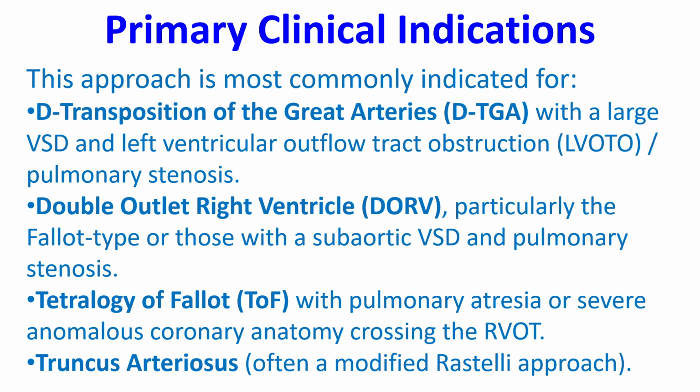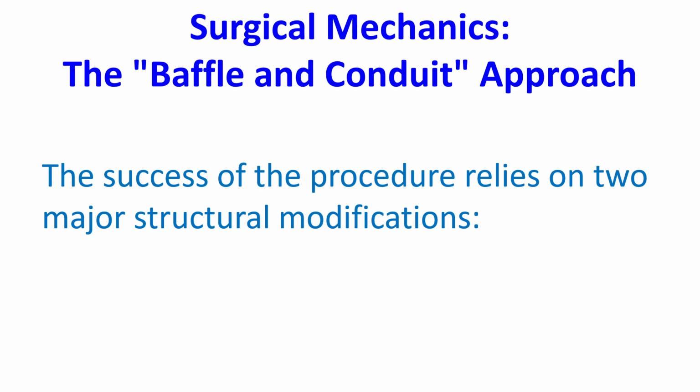Tetralogy of Fallot with pulmonary atresia or severe anomalous coronary anatomy crossing the RVOT. Truncus arteriosus, often a modified Rastelli approach. The success of the procedure relies on two major structural modifications.